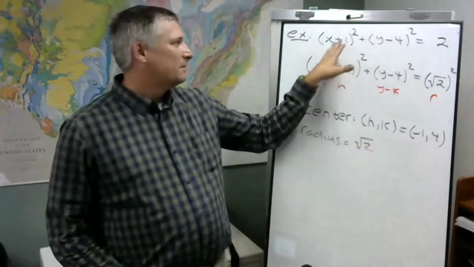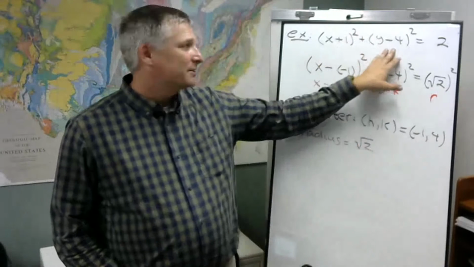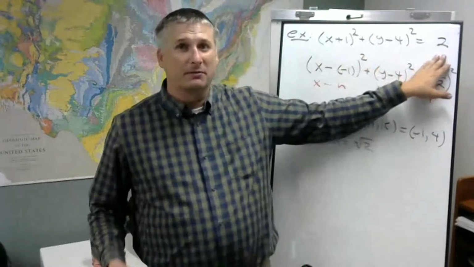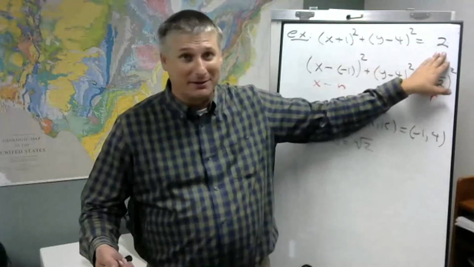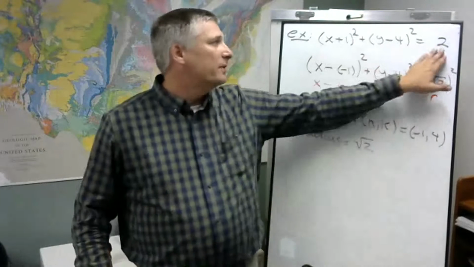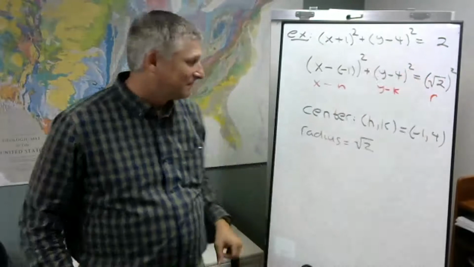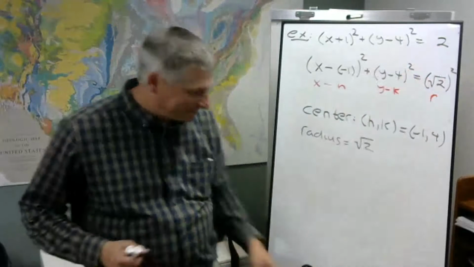Remember, this is always x minus h squared plus y minus k squared equals r squared. This is the radius squared, oddly enough. So you have to take the square root of this to just get the plain r. And that's it.